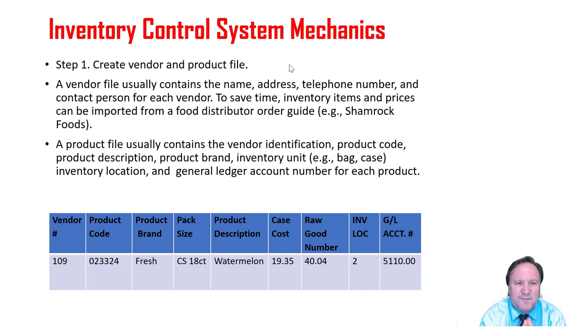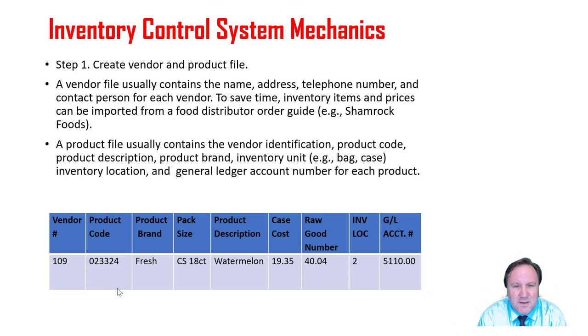When you create the vendor file and the product file, now you know where you usually buy this, and where you can also buy. As you can see here, in an example, here's the vendor number, my product code. Product code ensures that I'm going to refer to the item by the code that that particular vendor actually recognizes.